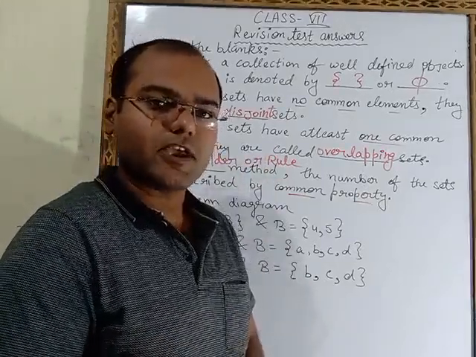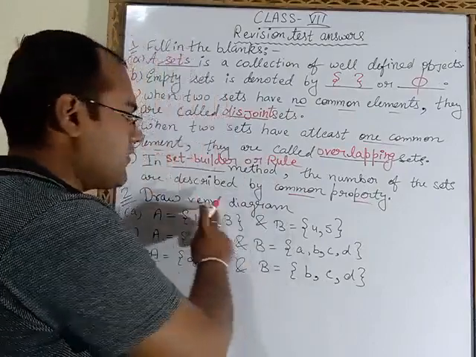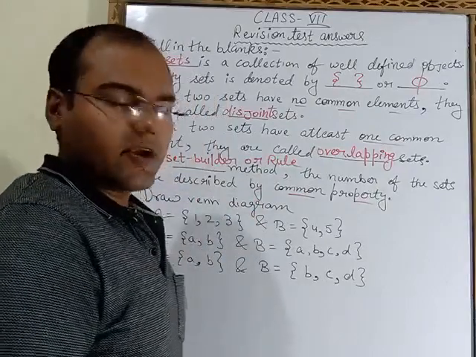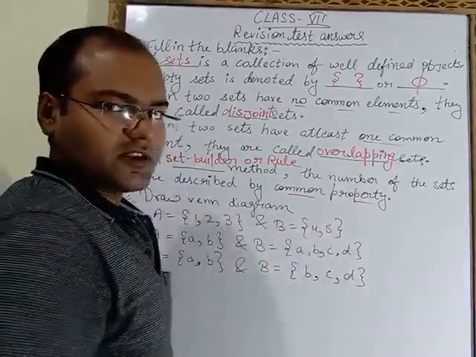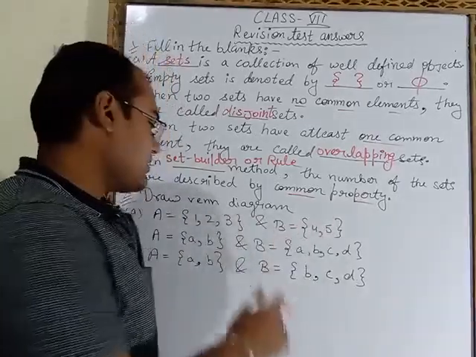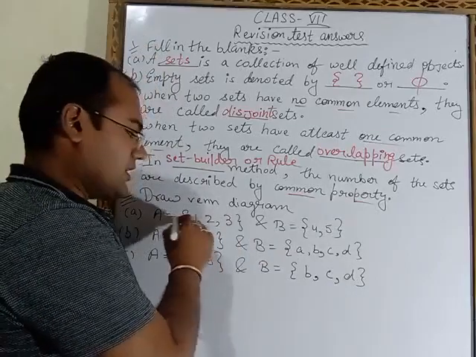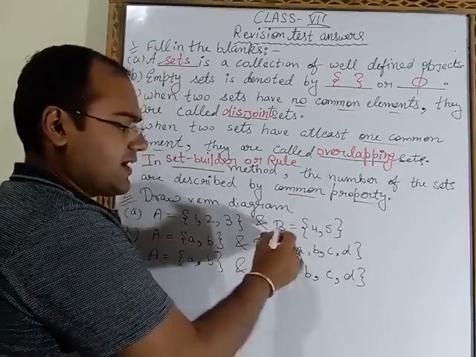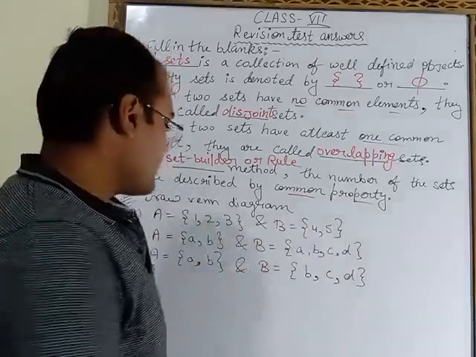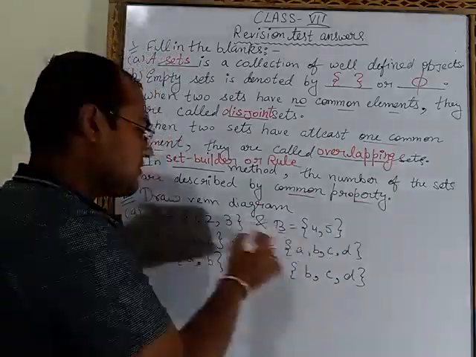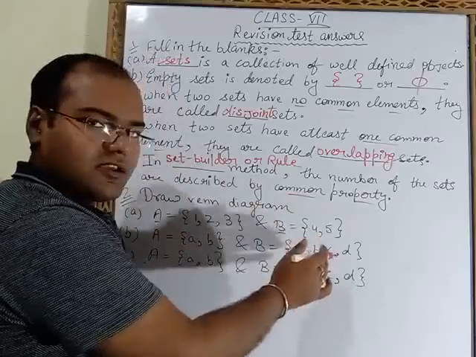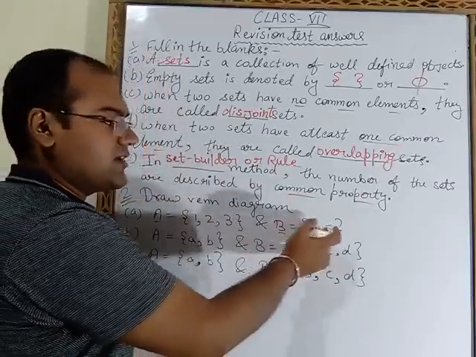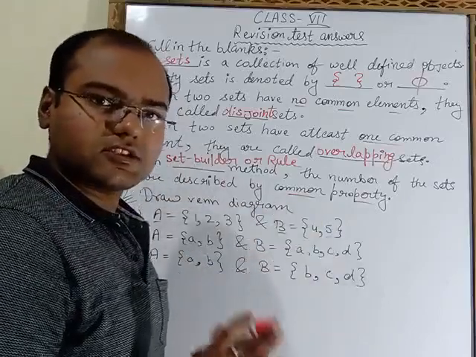Now see question number second. Draw Venn diagram. We have to draw Venn diagram. First part, A set is given and B set is given. Here we have to check the elements of A set, 1, 2 and 3, and in B set 4 and 5. If we observe these two sets, we will see that no elements are common in A set and B set. 1, 2, 3 are there, and here it is 4, 5. That means nothing is common.